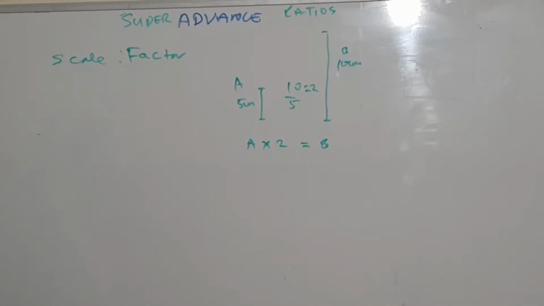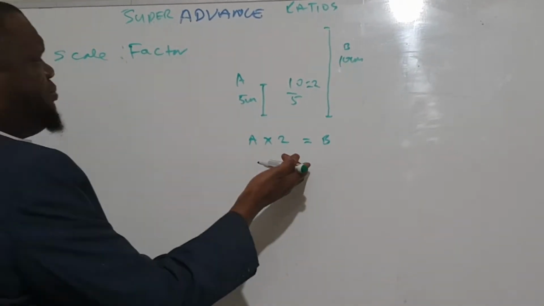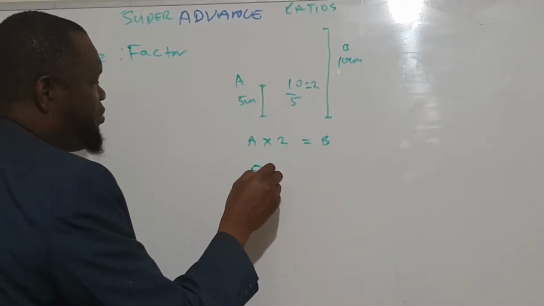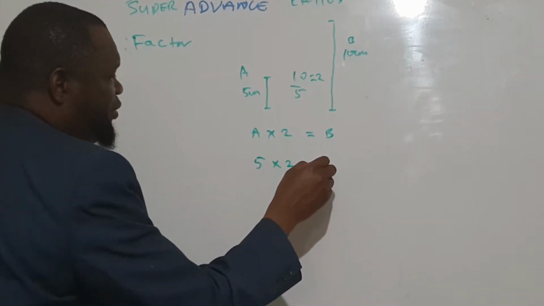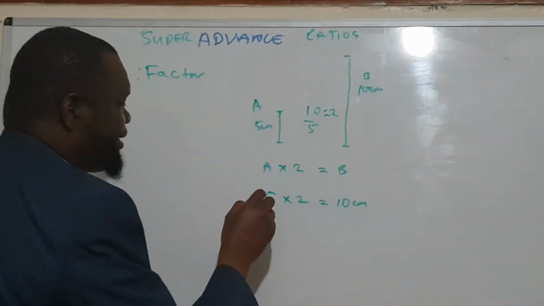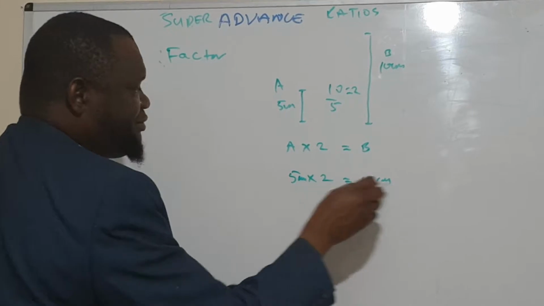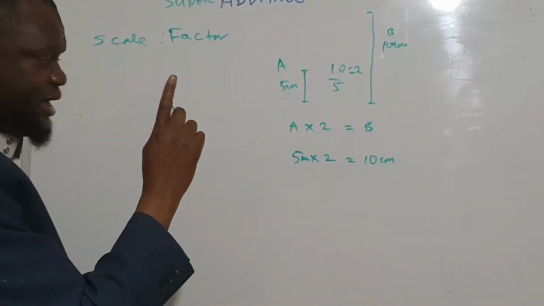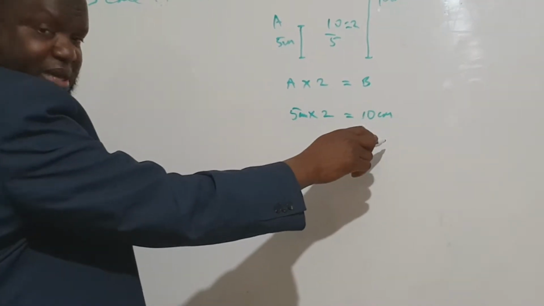This is our algebra we put there. So if A is 5, multiplied by the scale factor, that will be equal to 10 centimeter. Remember, it is 5 centimeter times 2. There's not another centimeter, only 1 centimeter, so our answer also is in centimeter.